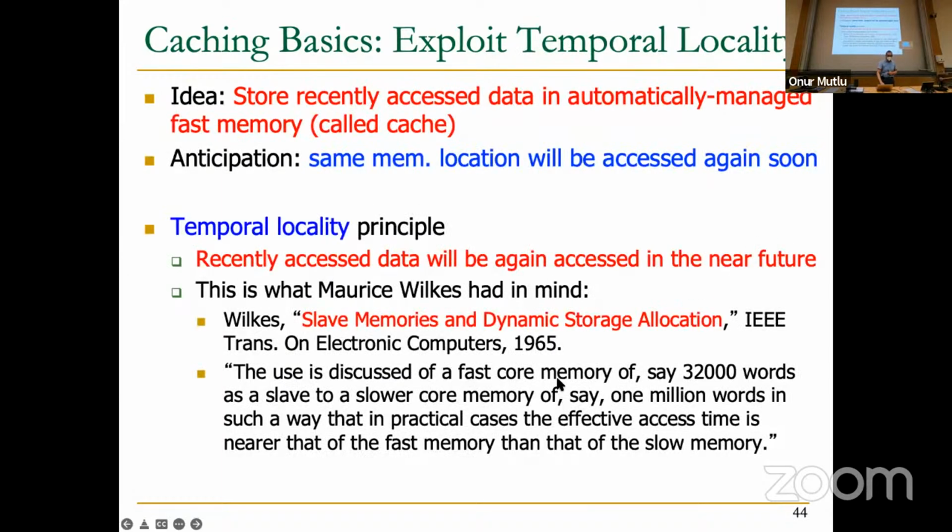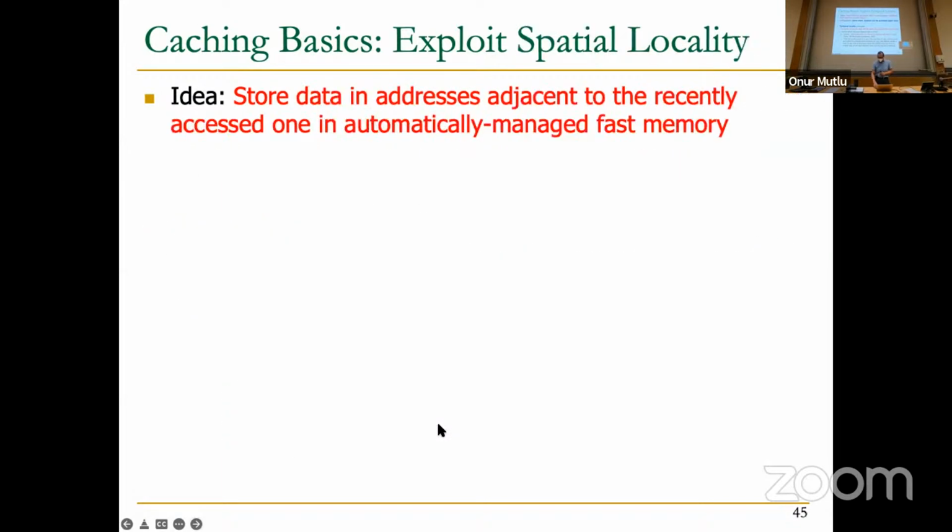So his cache at that time did not exploit spatial locality, but many caches today do exploit spatial locality. Because of the principle of spatial locality, people said, why don't we store data in addresses? So we're accessing one location. We don't store just that location in the cache. We also store surrounding locations, data in locations that are adjacent to the recently accessed one, in this automatically managed fast memory. Makes sense, right?